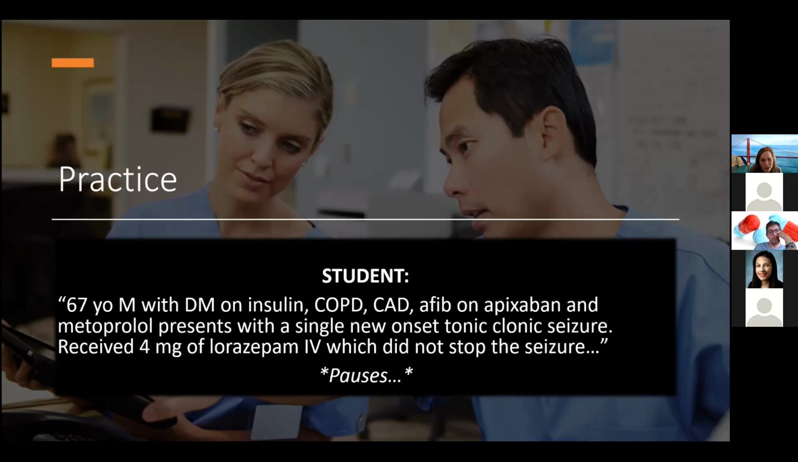They have AFib, they're on apixaban, they're on metoprolol, and now they're coming in with this new onset tonic-clonic seizure. The patient got 4 milligrams of lorazepam IV. That didn't stop the seizure. And then I pause and I look to you to tell me what on earth to do.